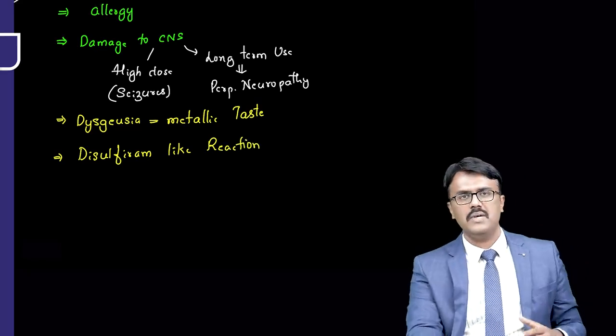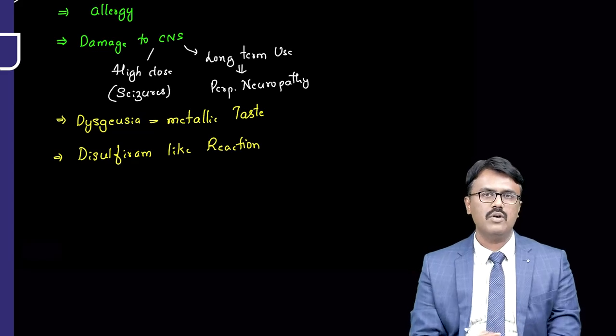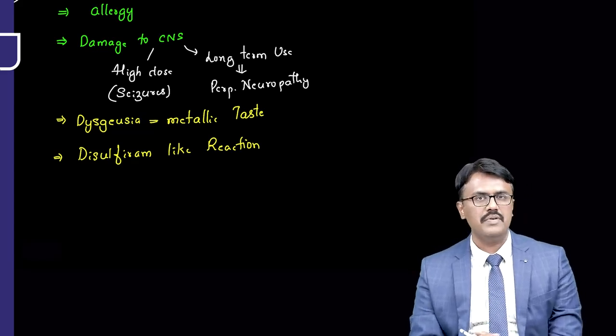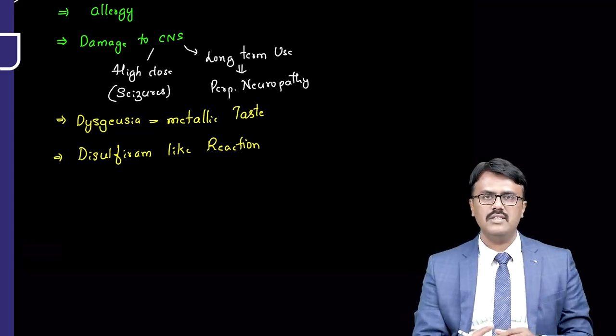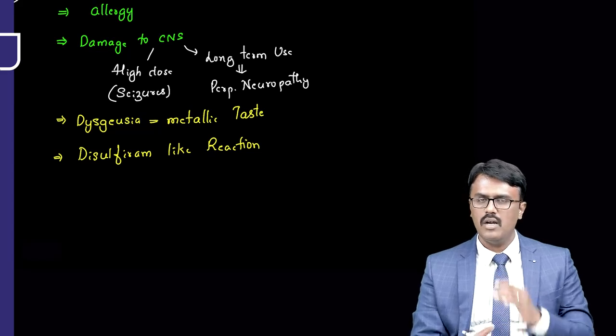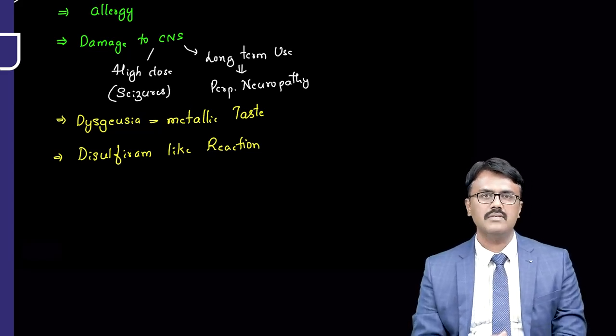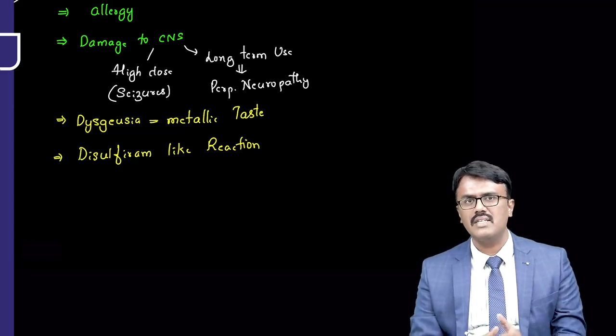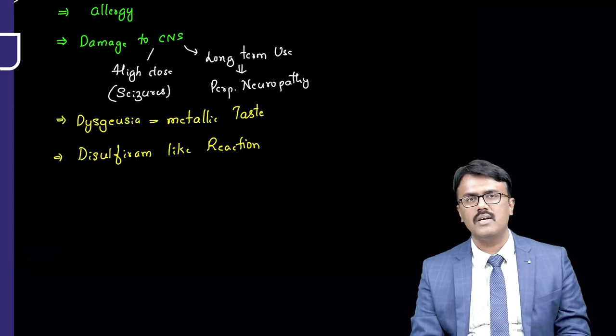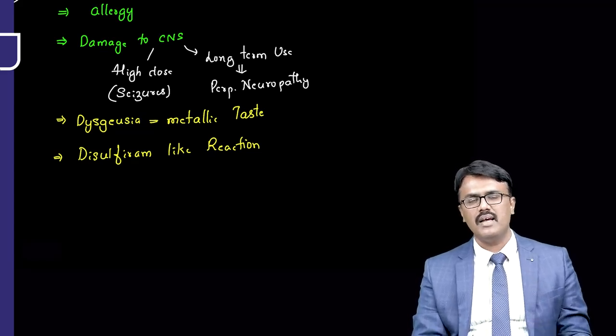So suppose a patient is on metronidazole, he should not drink alcohol. If he drinks alcohol, he will end up with nausea, vomiting, blurring of vision, palpitation, chest tightness. So one common interaction they will ask you, and recently being asked also: metronidazole should not be used along with alcohol. The reason is it causes a disulfiram-like reaction.